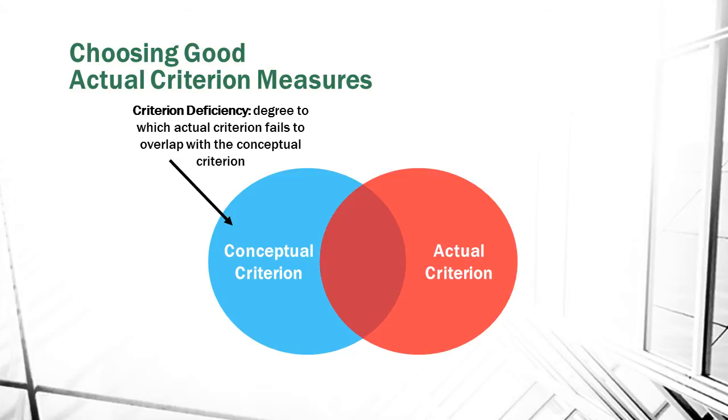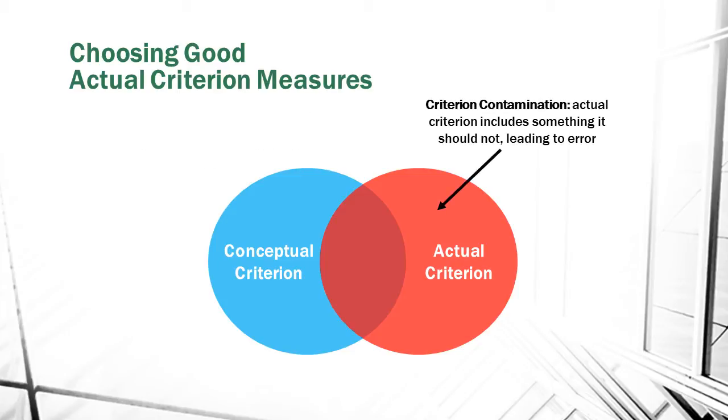Criterion deficiency occurs when the actual criterion does not overlap with the conceptual criterion. In other words, we fail to measure part of the conceptual. Criterion contamination is where the actual criterion includes other things, extraneous things leading to error.